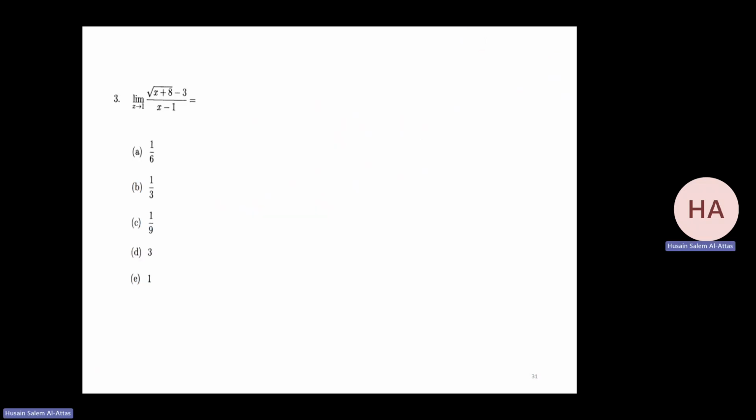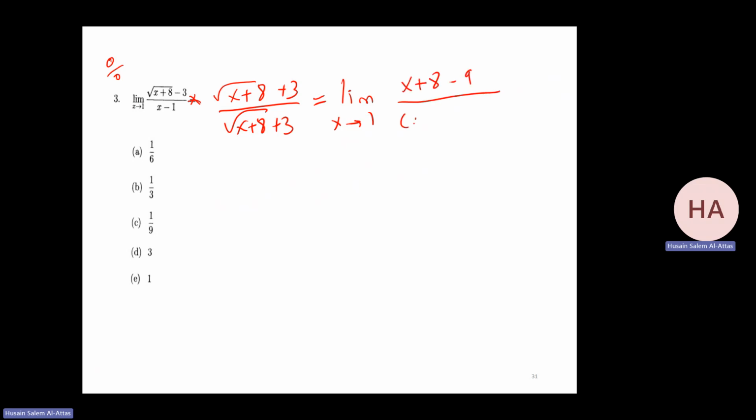Next one. Substitute, you get 0 over 0. Square root of x plus 8 plus 3. That will be the limit as x goes to 1. I have x plus 8 minus 9 over x minus 1. Yeah, this is very clear. This x minus 1 over x minus 1 cancels. You have what? 1 over 3 plus 3, which is 1 over 6. That will be the answer.